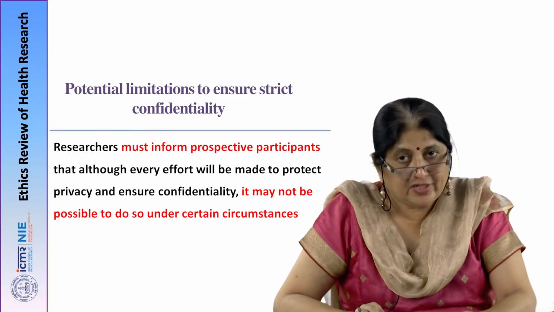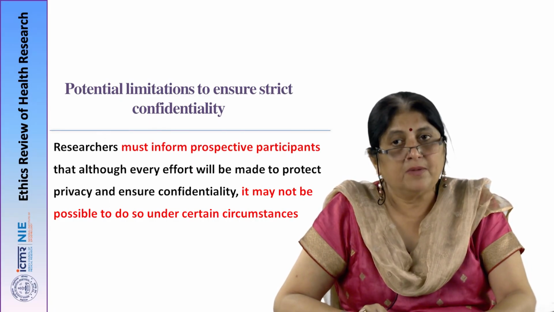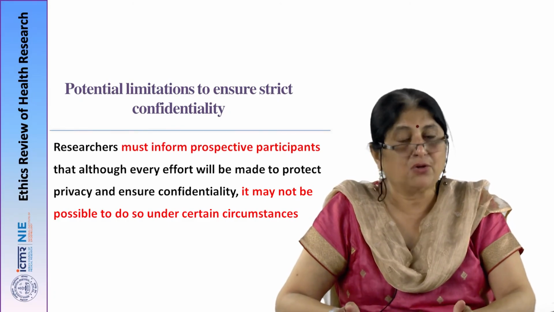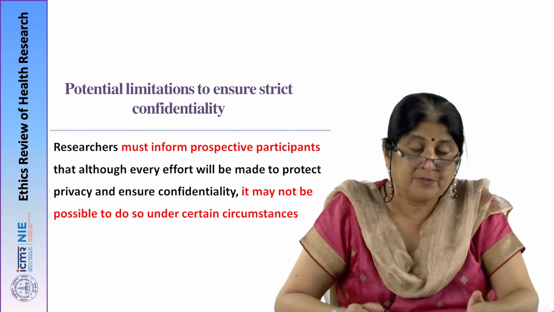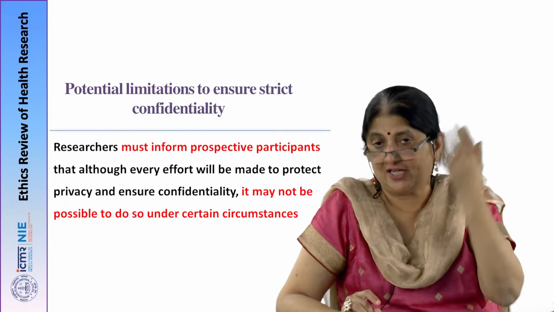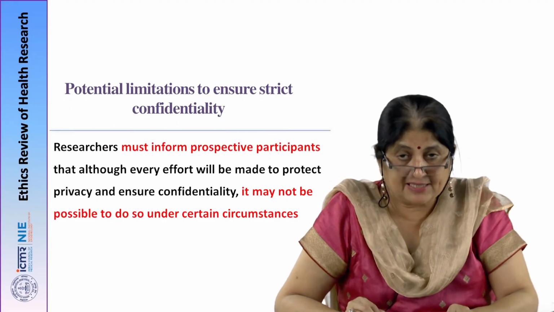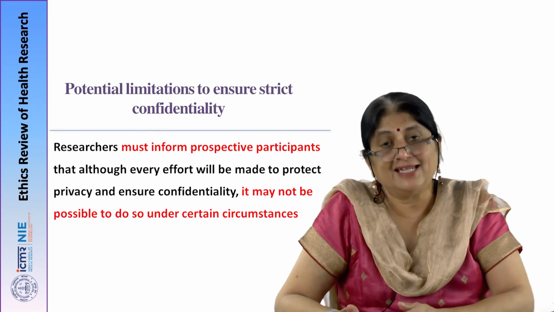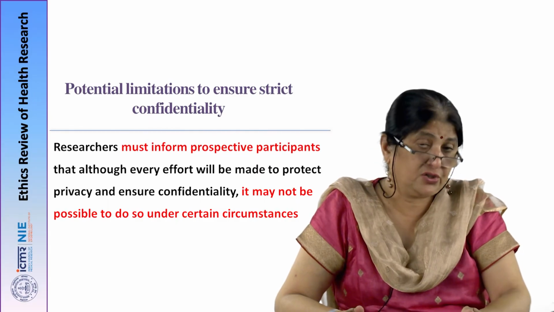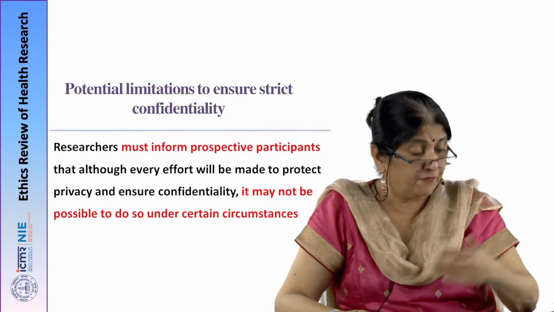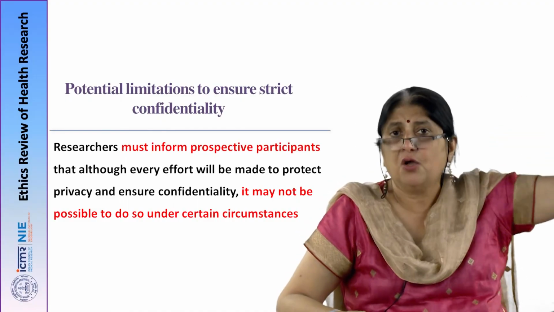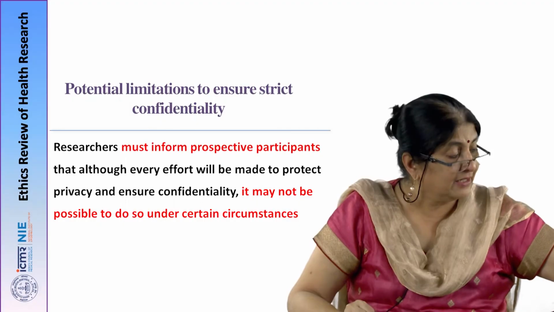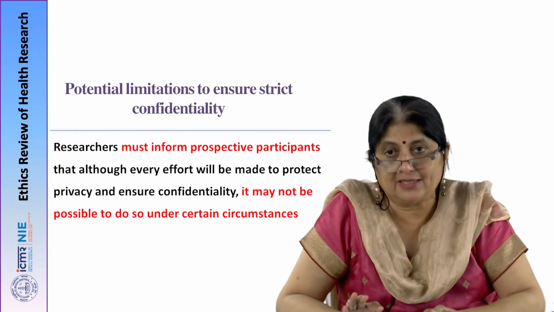We did discuss a while ago the limitations to ensuring strict confidentiality. It is possible that it may not be possible to maintain strict confidentiality for various reasons. If that is likely to happen, you must inform the participant right at the outset that we may have to breach the confidentiality of your data for these reasons, for your health reasons, or for society's health reasons, or for your spouse's health reasons, or whatever. Then in that case, the patient should know that this is possible.